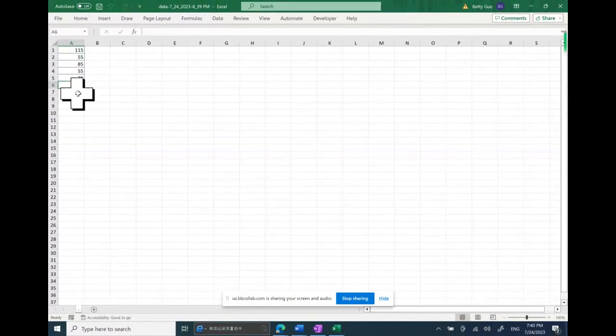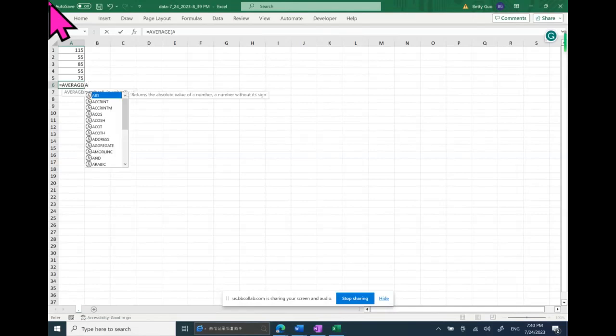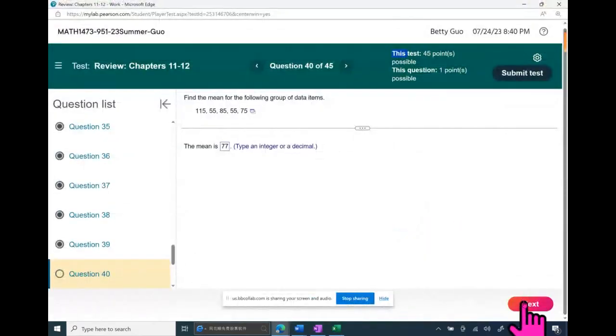So always enter the equal sign whenever you start a function. And the function name is consistent with the name. A1 to A5. Close the parentheses. Yeah, 77. Correct. Next.